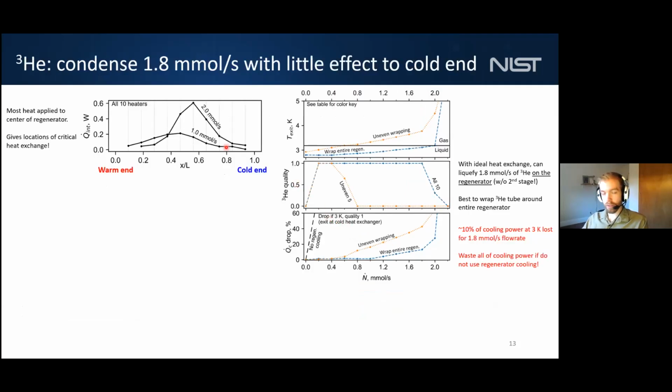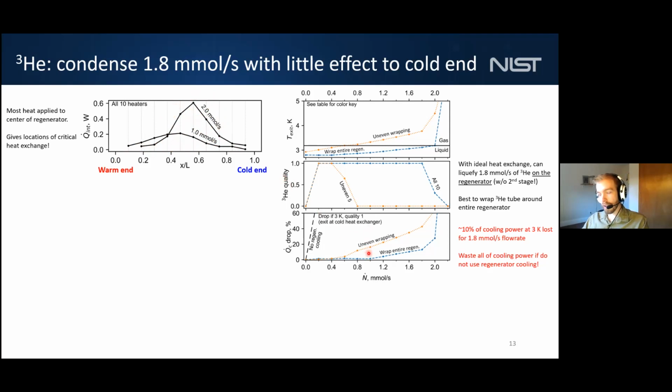So here's the results of these helium-3 simulations. At the top left, we're showing intermediate heat as a function of normalized axial position. And we're showing this for 2 different curves. We have a 1 millimole per second line and a 2 millimole per second line. So this is where the heat is being dumped along the regenerator at different helium-3 flow rates. And in general, we see that most of the heat is being dumped near the middle of the regenerator. So if I were designing a heat exchanger, I'd want to make sure that that heat exchanger was most effective near the center of the regenerator.